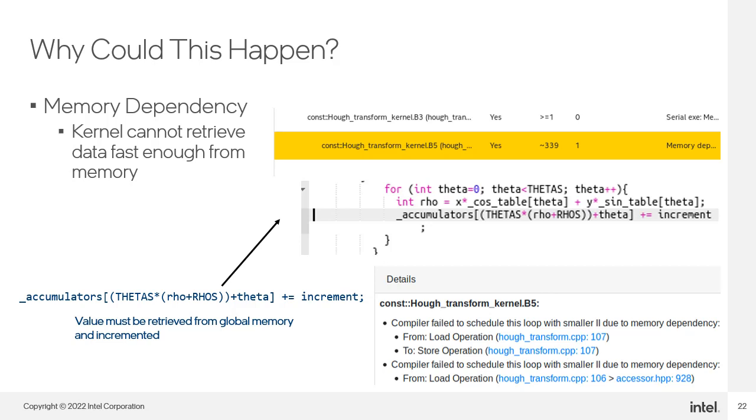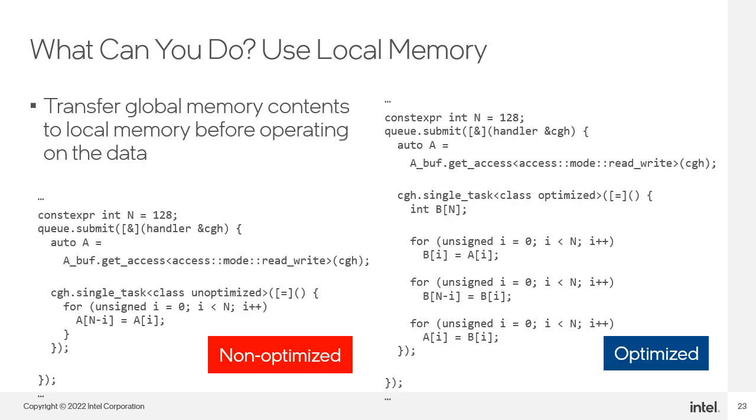Next, we will look at ways to improve II if you must access the DDR in a random access pattern. So what can you do if you're pulling data from an accessor in a random way and you have a bad II like in the previous example? You can transfer the data to on-chip RAM and access the data from the on-chip RAM. That means you transfer global memory content to local memory before operating on the data.